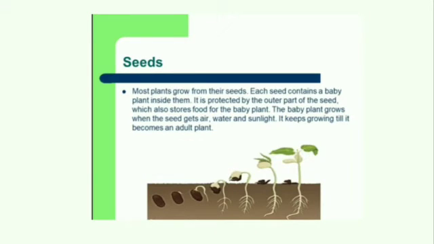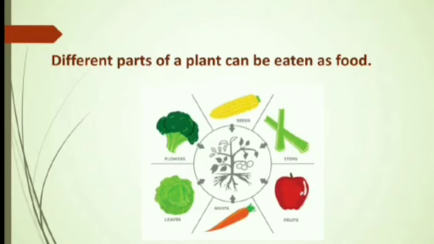Seeds. Most plants grow from their seeds. Each seed contains a baby plant inside it. It is protected by the outer part of the seed, which also stores food for the baby plant. Then the baby plant grows when the seed gets air, water, and sunlight, and it keeps growing till it becomes an adult plant. Let us know what are the different parts of a plant that can be eaten as food.